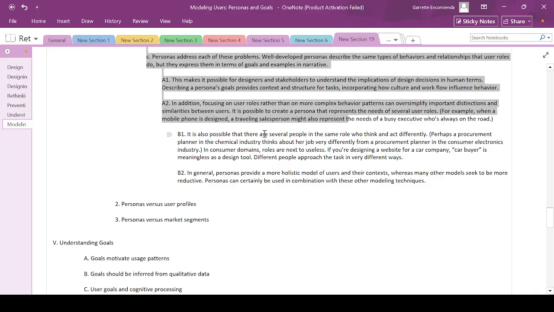In addition, focusing on user roles rather than on more complex behavior patterns can oversimplify important distinctions and similarities between users. It is possible to create a persona that represents the needs of several user roles. For example, when a mobile phone is designed, a traveling salesperson may also represent the needs of a busy executive who's always on the road. So they have the same need.